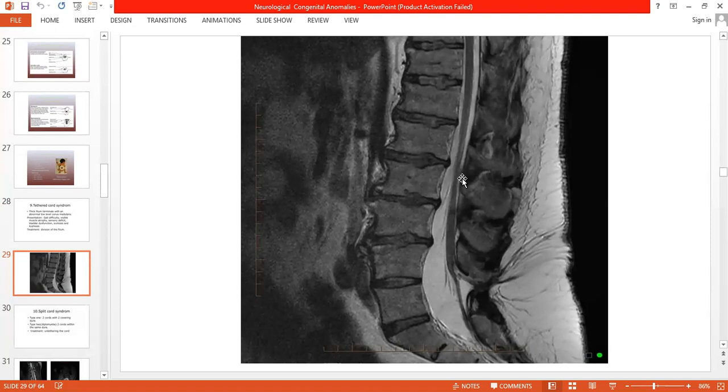Usually at birth, the cord is lying at the level of L2, L3, and in childhood and adulthood onward, the cord lies at the level of L1, L2. So this is L5, 4, 3, 2, 1. This would have been the normal location of the spinal cord, but in this case we see it down till here between L4 and L5 level. This is the filum terminale, which is fibrous, thickened, and it is not allowing the ascent of the cord.